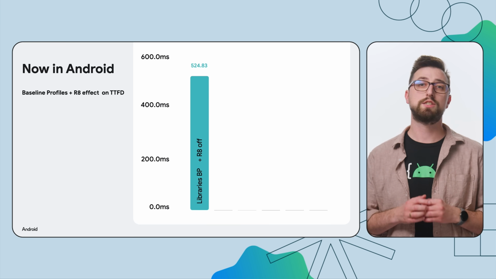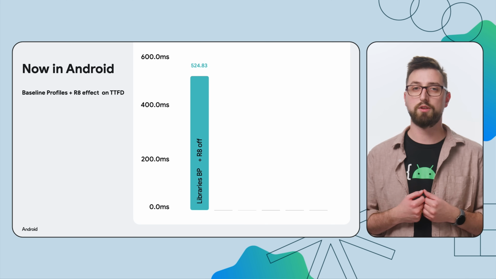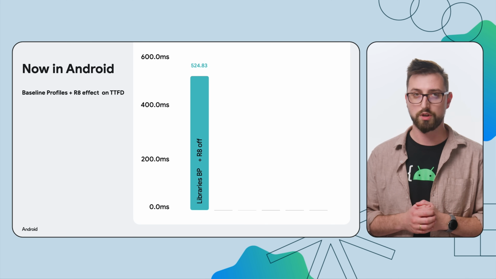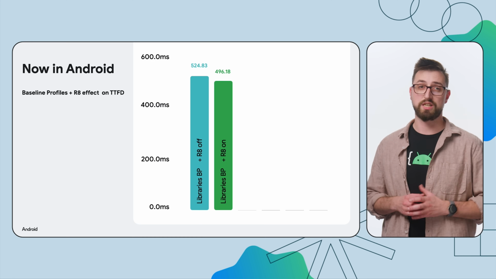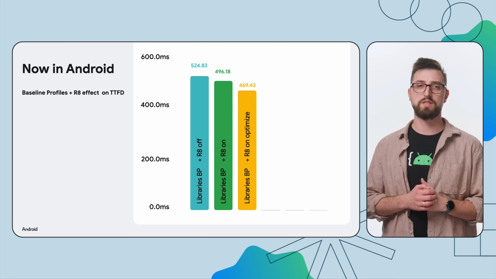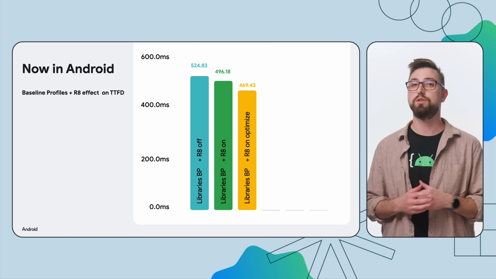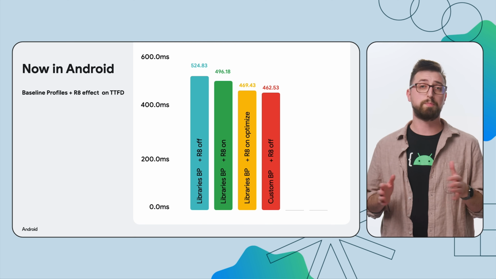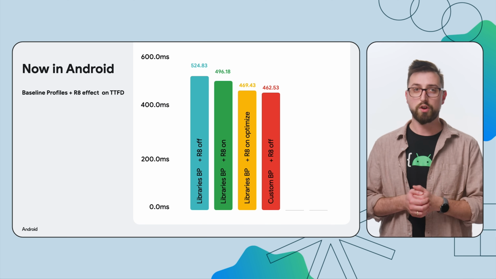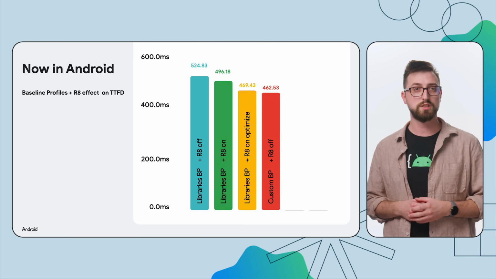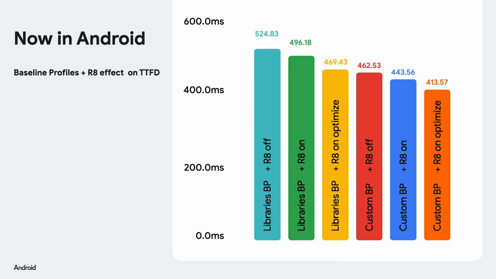By default, R8 is off in the project and you get baseline profiles coming from Jetpack Compose or other libraries that you use. Just by enabling R8, you get better results. And by enabling R8 with all optimizations, you get even better results, that is, you get an 11% improvement compared to the default setting. But R8 can't beat custom-generated baseline profiles. So, even with R8 off, you get better performance, but as you can assume now, the best combination is with R8 on and all optimizations enabled. In this case, it's 27% faster than the default setting with R8 off and only libraries baseline profiles.